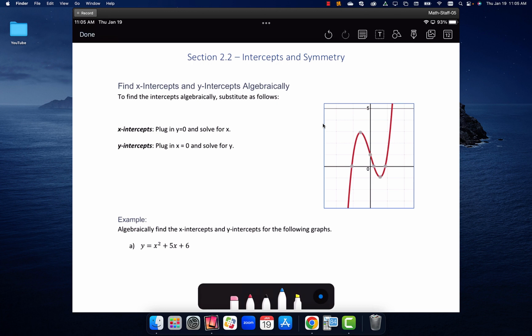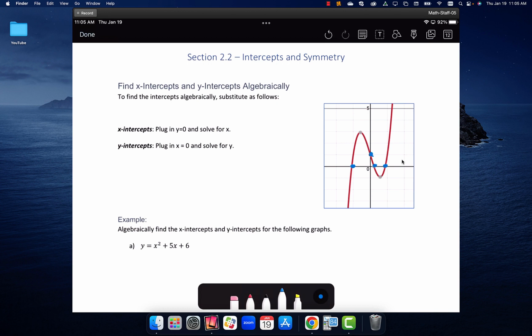In this lesson, we'll be looking at intercepts and symmetry. An intercept is where the graph crosses or touches an axis. In the example of the graph given here, notice the graph crosses the x-axis in 3 different places. So we have 3 x-intercepts. The graph also crosses the y-axis once. So we have 1 y-intercept.